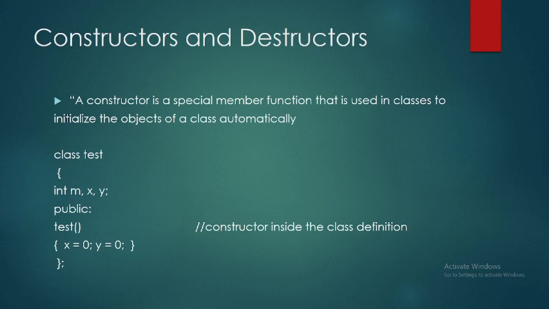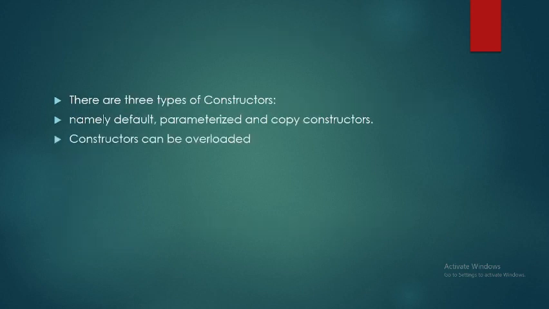So look at the program here. The class name is test and you can see that function test here is a constructor. It does not have any return type and it is being declared within public. However, here we haven't given any arguments to test. You can if you wish to. Three types of constructors: default, parameterized, and copy. Constructors also, like normal member functions, can be overloaded.